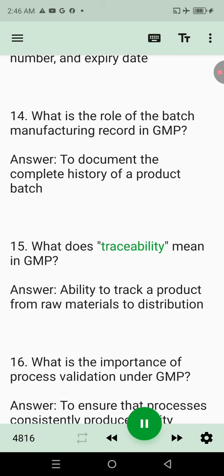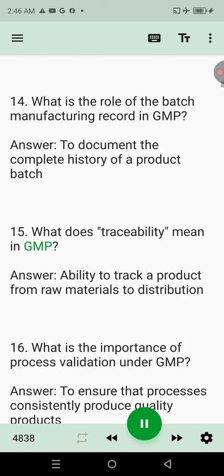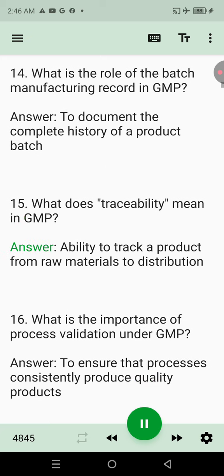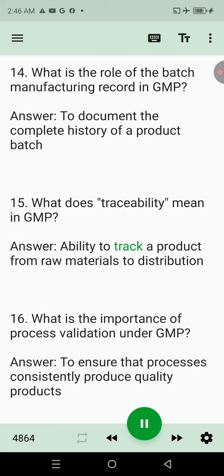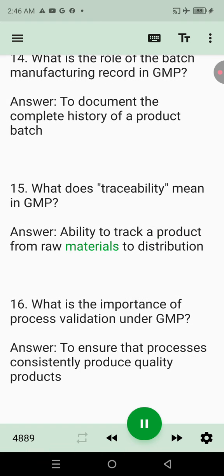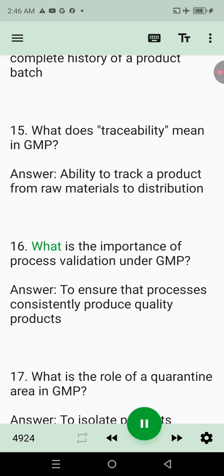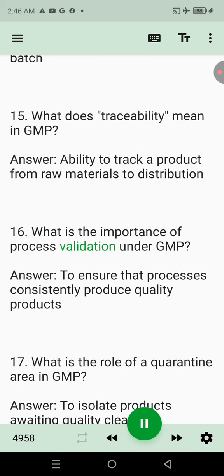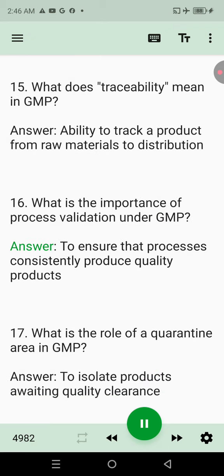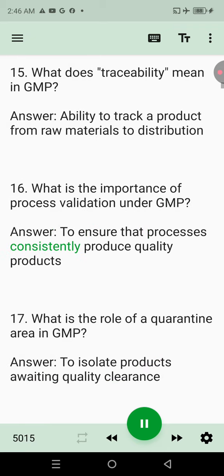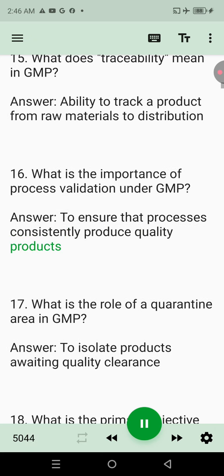15. What does traceability mean in GMP? Answer: Ability to track a product from raw materials to distribution. 16. What is the importance of process validation under GMP? Answer: To ensure that processes consistently produce quality products.